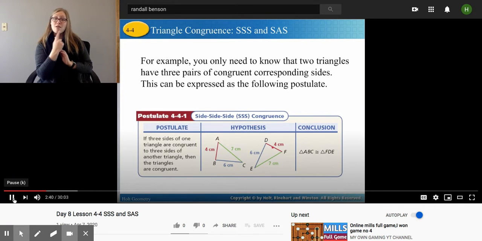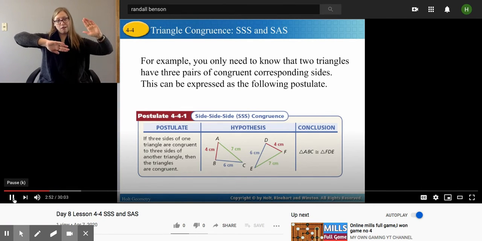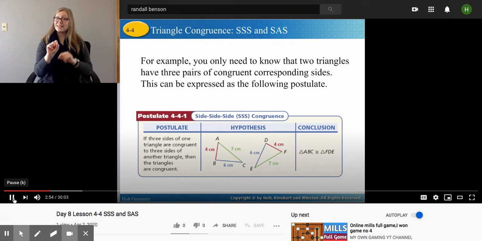The red side is 4 centimeters. 6 centimeters is blue, 6 centimeters. 7 centimeters is green, 7 centimeters. And clearly those triangles are not oriented the same way, but their side lengths are the same. And I could rearrange it in space so that they would be right on top of each other and they would be exactly a perfect fit. They would be the exact same size.